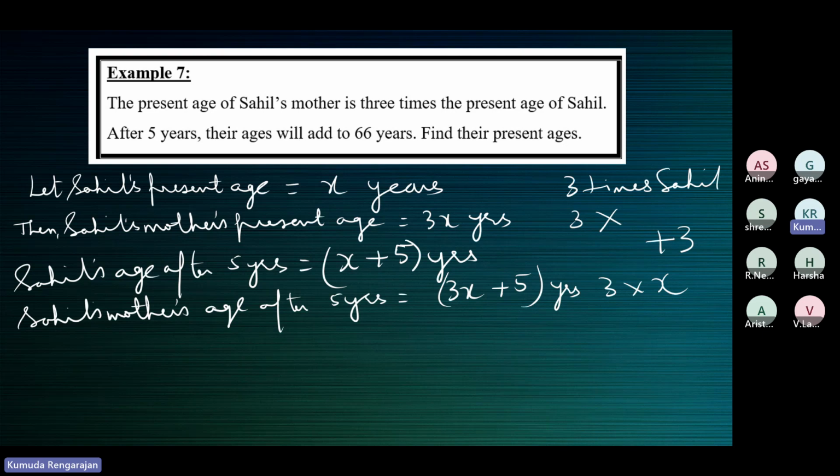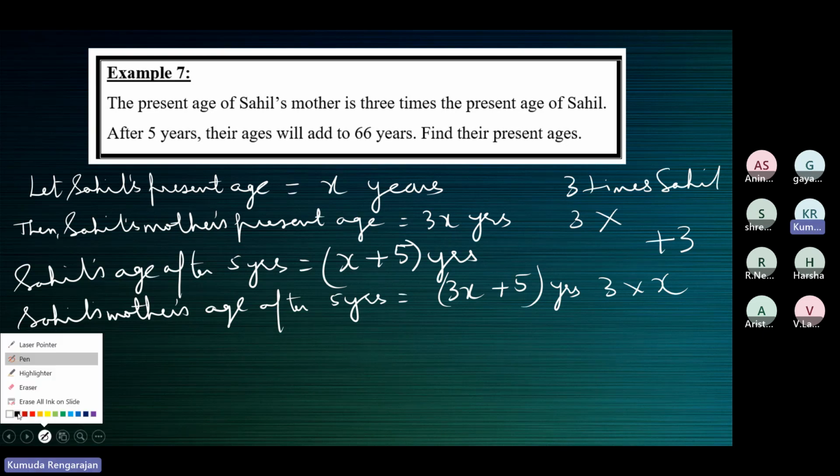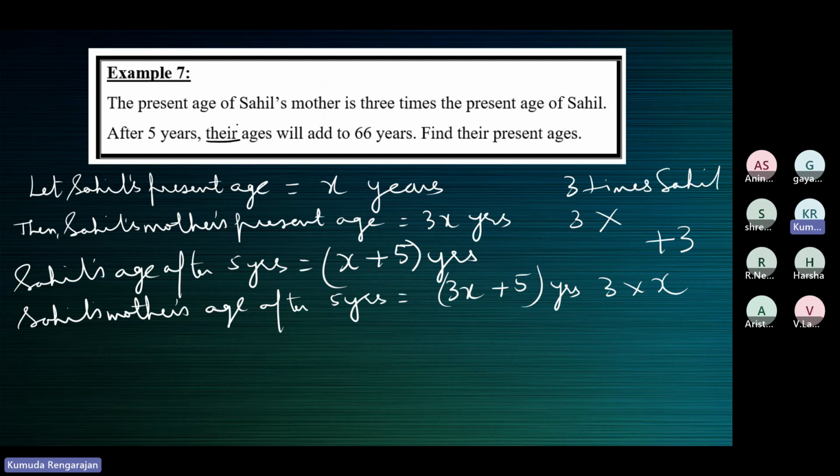After 5 years, their ages, their meaning Sahil and Sahil's mother's ages, will add up to 66 years. So this is the information with which we are going to construct the equation. We've only been assuming so far. We're just assuming, let this be x, let this be 3x. Now this is the information we are going to use to construct the equation. Their ages will add to 66 years.